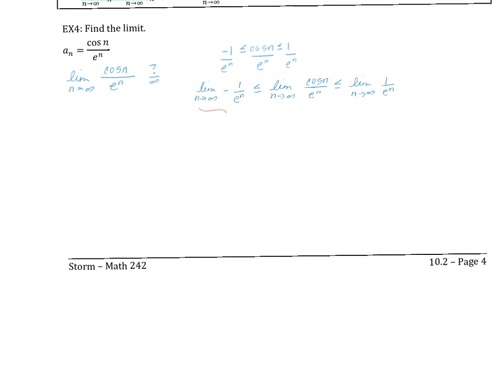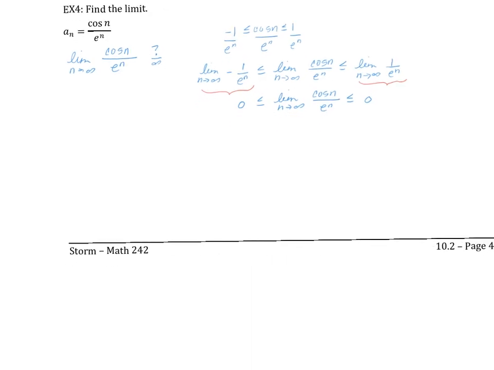Looking at these end functions, the limit as n goes to infinity of -1 over e to the n is -1 over infinity, which is simply 0. So that's less than or equal to the limit as n goes to infinity of cosine of n over e to the n, which is less than or equal to the limit as n goes to infinity of 1 over e to the n. That's also 0. So notice that the limit as n goes to infinity of cosine of n over e to the n has to be equal to 0 by the squeeze theorem.